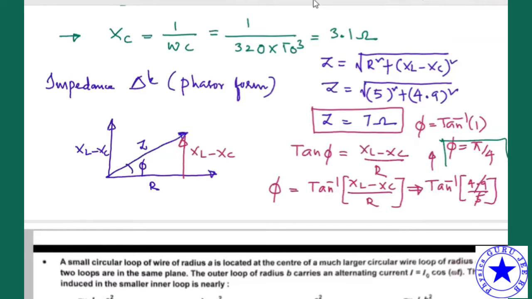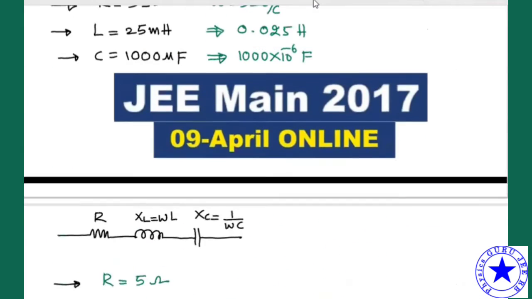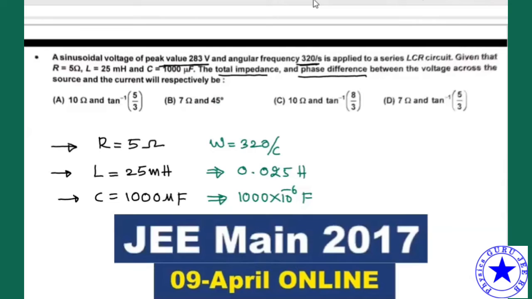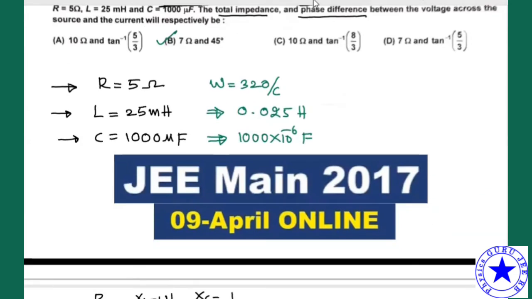Pi by 4. Let me see which option matches. 7 ohms and 45 degrees, which is option B, the correct answer. Hope it is clear. Next.